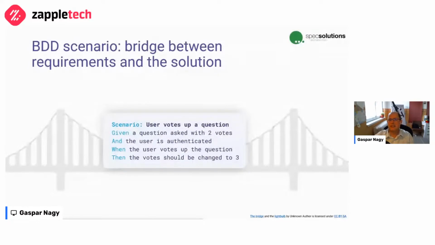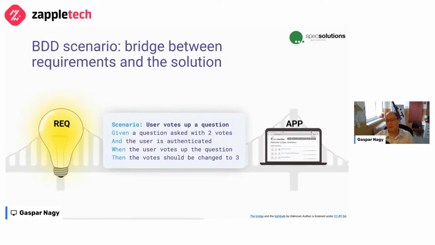So I would like to show you the BDD scenarios as some sort of bridge that bridges the two sides of what? That's the question. What is on the two sides of this bridge? We can say that on one side of the bridge, there are the requirements. Of course, we are in a software development process. The requirements are coming in some form from the business. And on the other side, there is the application, the solution that we need to implement for that particular problem. So the requirement and the created application are at the two sides of that bridge, and somehow the scenarios are sitting in the middle.